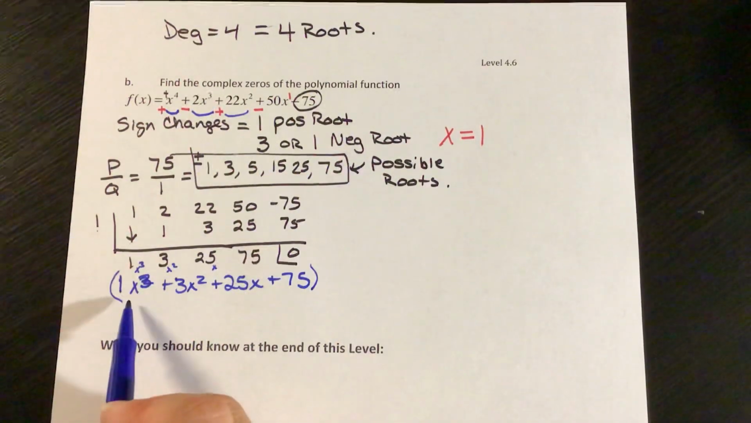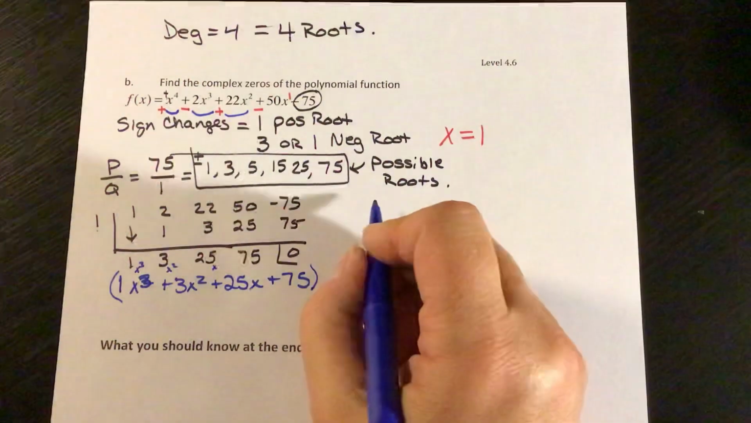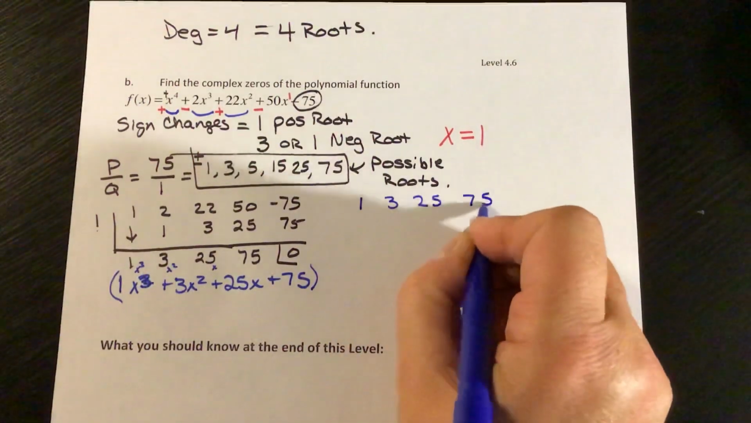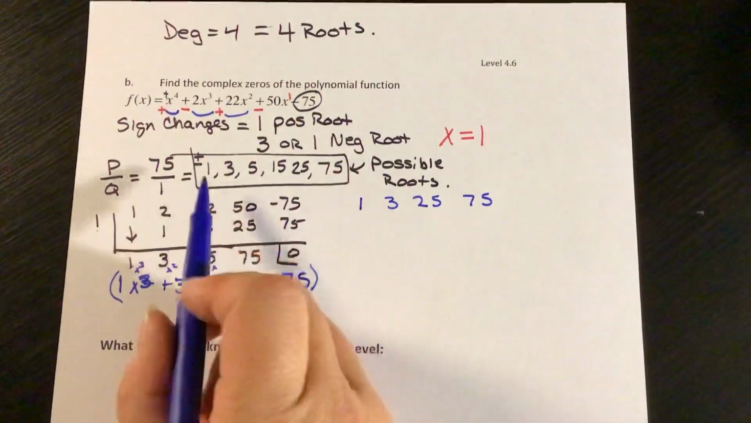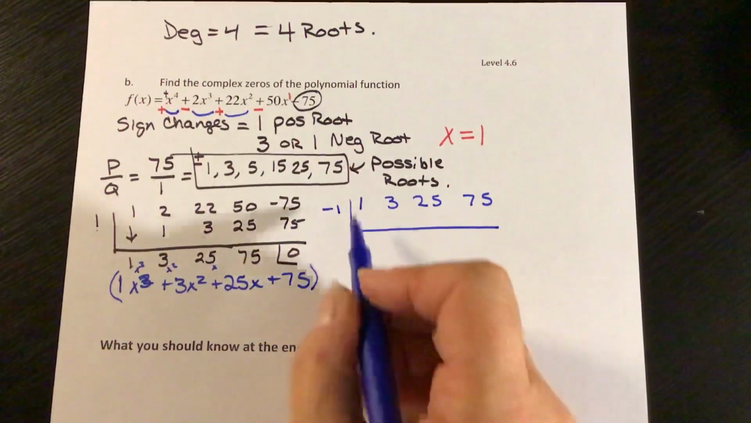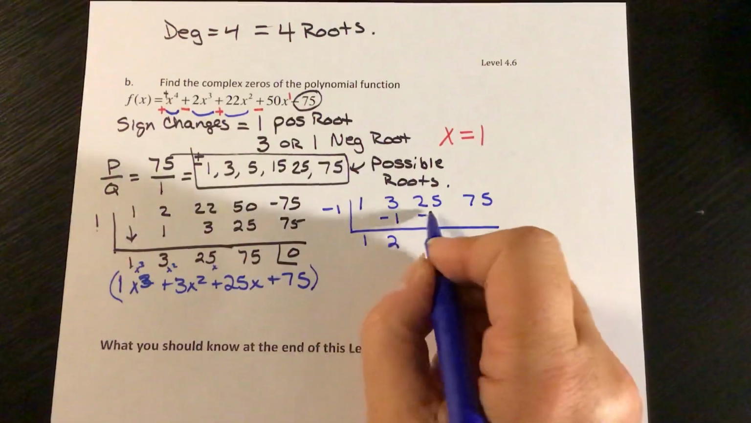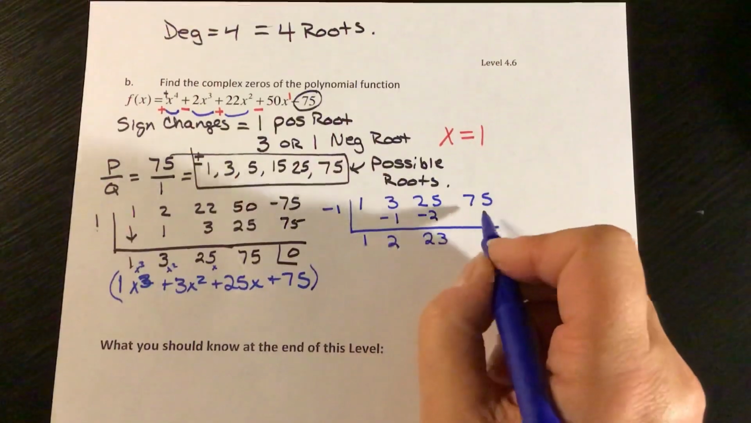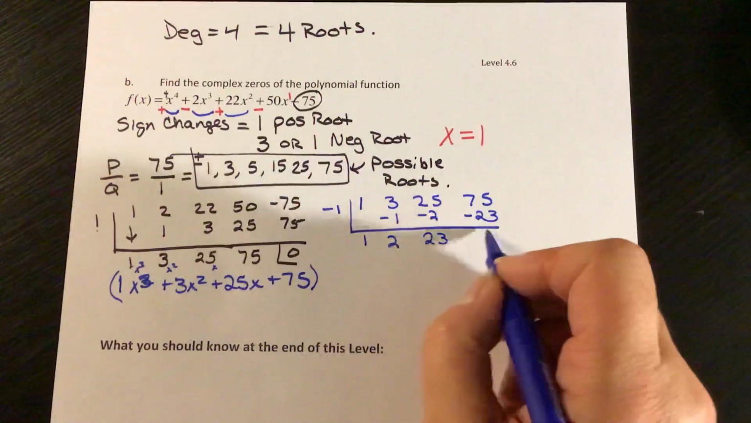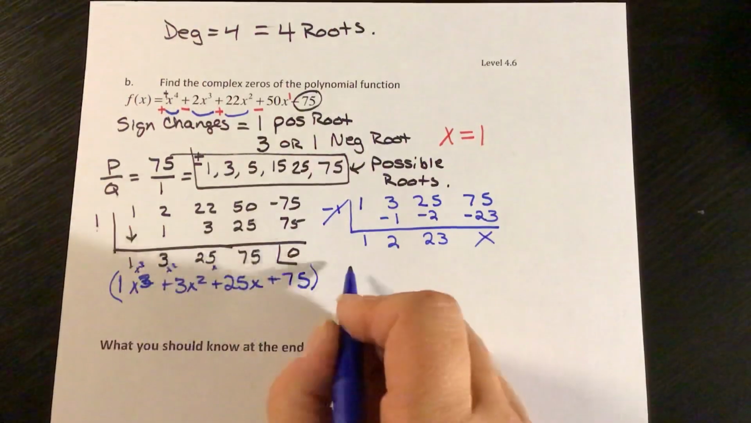All right, so now I'm trying to find my negative number. So let's start here with 1, 3, 25, 75. And negative numbers, let's try negative 1. So bring down 1, this is negative 1, bring it down, I get 2, this is negative 2, add down, I get 23. This isn't going to work. 1 times 23 is negative 23, so doesn't matter. Negative 1 doesn't work. Let's try negative 3.